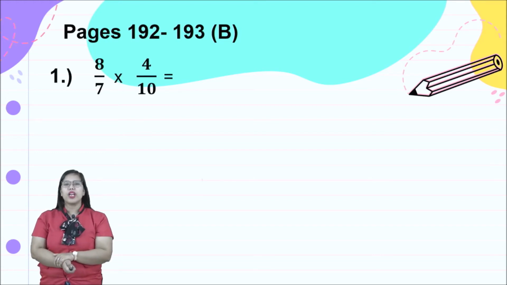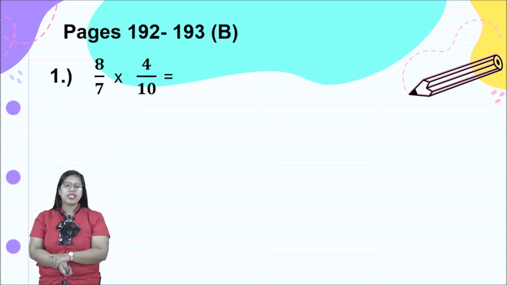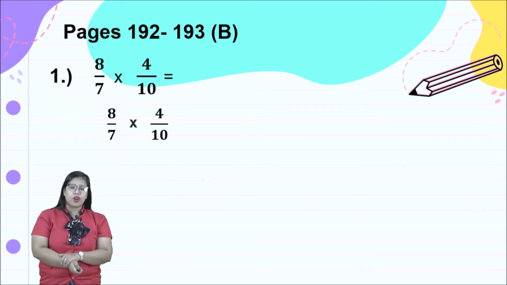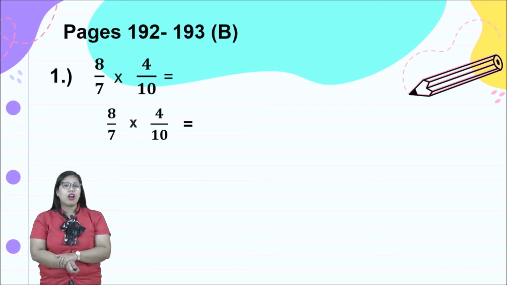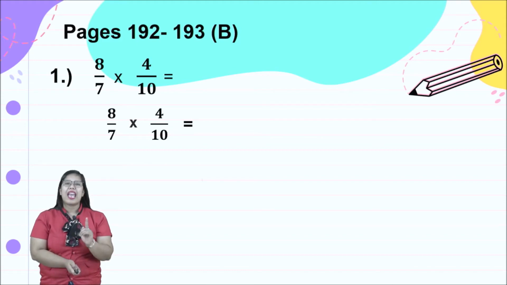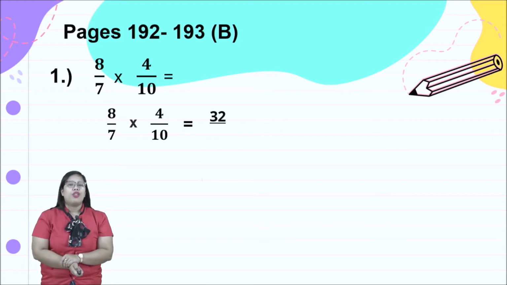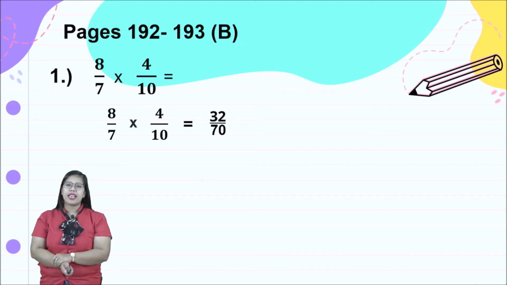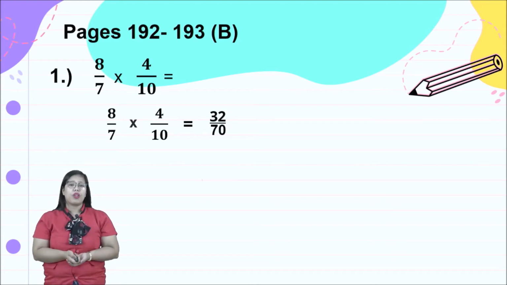So the number 1 is 8 over 7 times 4 over 10. So again, we need to multiply the numerator, and our numerators are 8 and 4. 8 times 4 is 32. Very good. And after that, we need to multiply the denominator, which is 7 and 10. So 7 times 10 is 70. Very good. As you can see, kids, 32 over 70, we need to lowest term it.